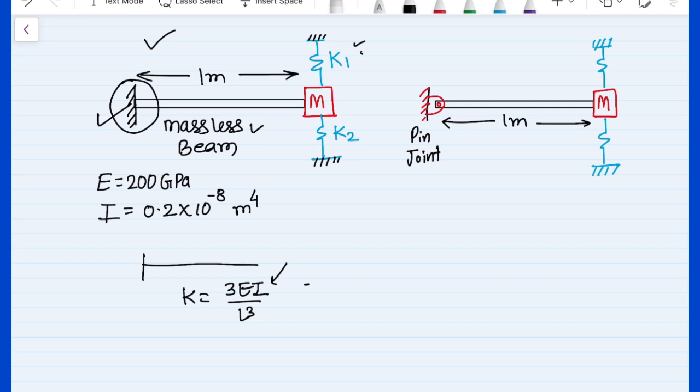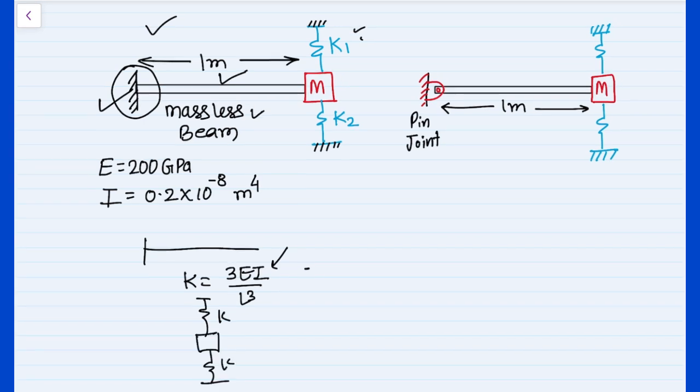So for the given case, one point we should remember is that this beam is going to act like a spring, and since there is no mass of the beam, we are going to consider it as a simple spring. The second question: how are the three springs connected to the system? If you look at only the two springs, we can simply identify that they are connected in parallel. That means the equivalent stiffness of this system will be simply K1 plus K2.